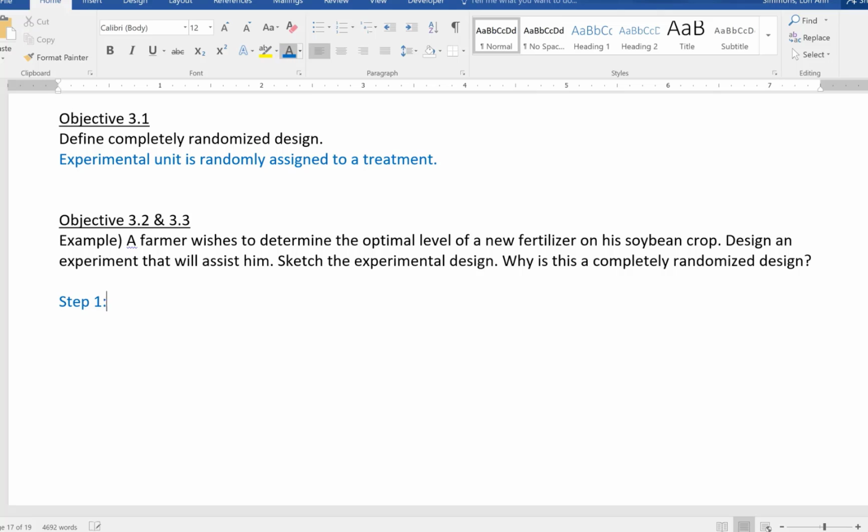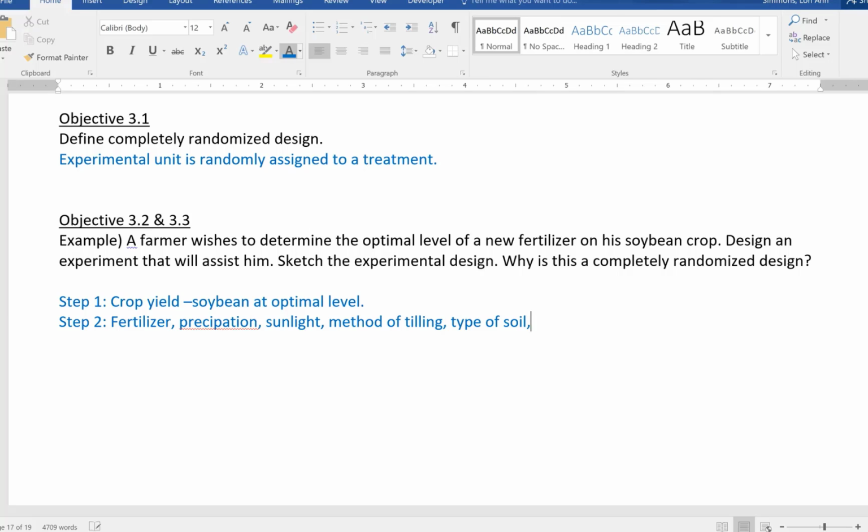So step 1, we are looking for the crop yield for soybeans to be at optimal level. Step 2, what are some factors? It could be fertilizer, precipitation, sunlight, method of tilling, type of soil, defective seeds.